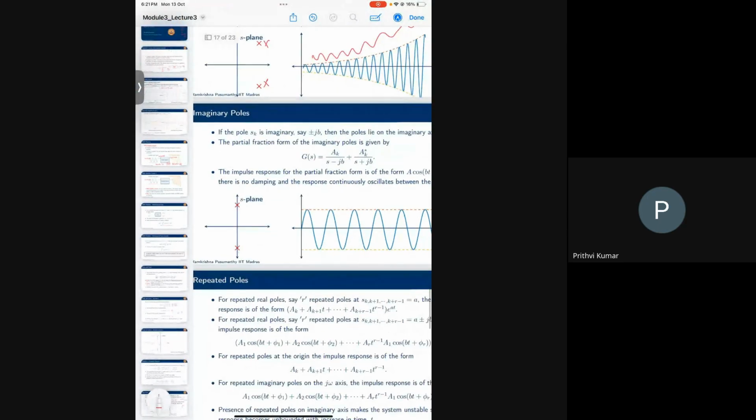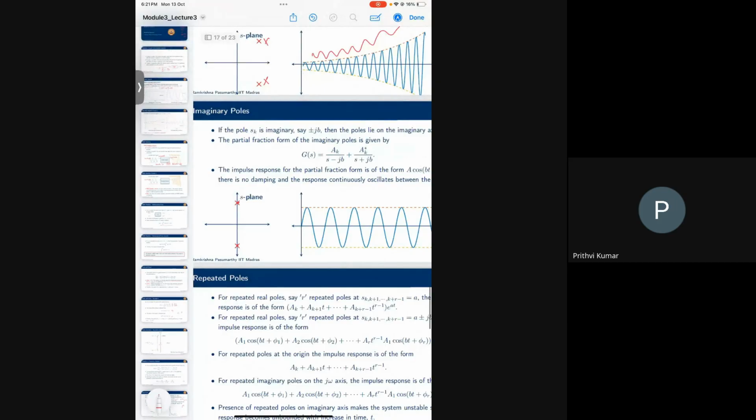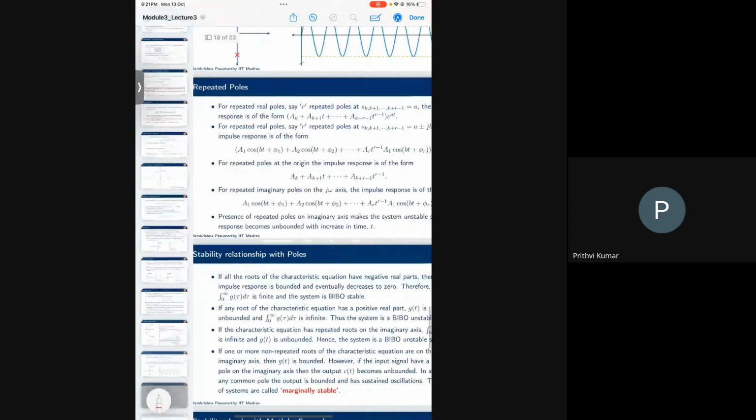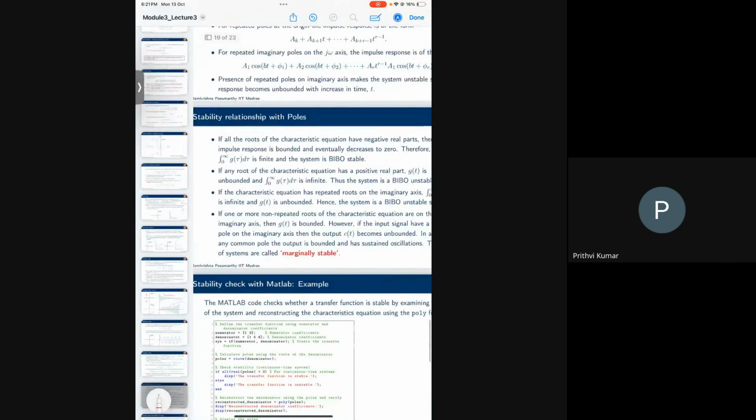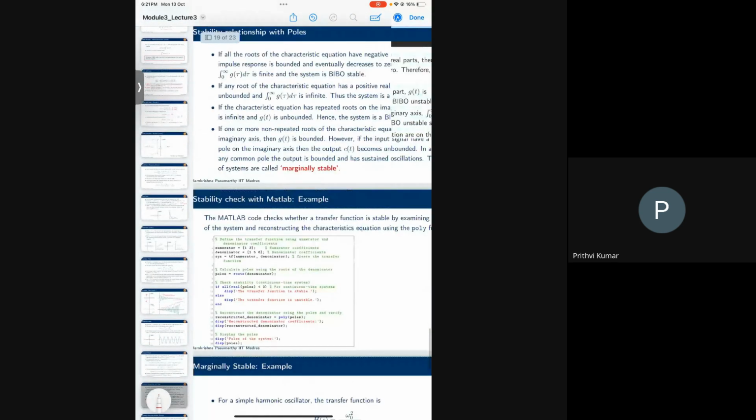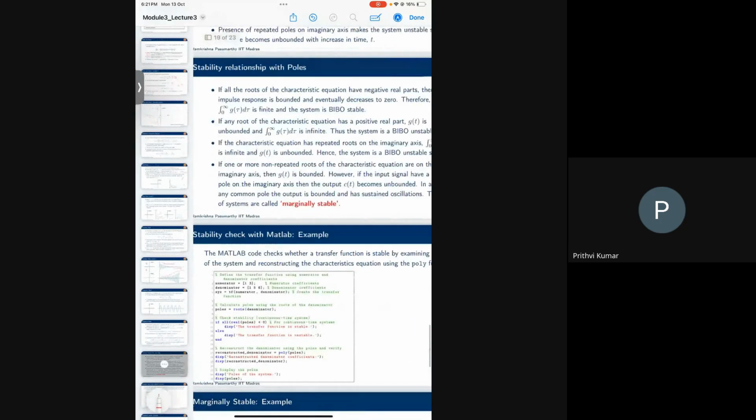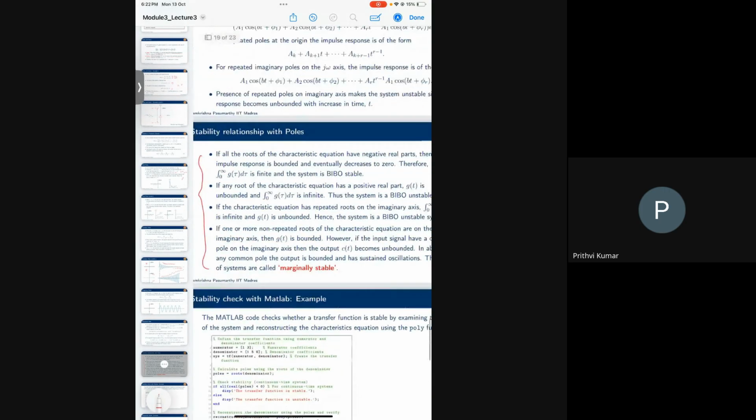So if the poles lie exactly on the imaginary axis, you would expect oscillatory responses. Similarly, there are cases with repeated poles, and the stability relationship with poles. If you can read this, whatever we discuss, it is explained here.